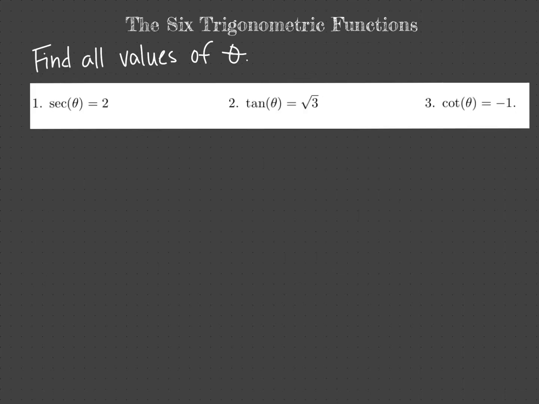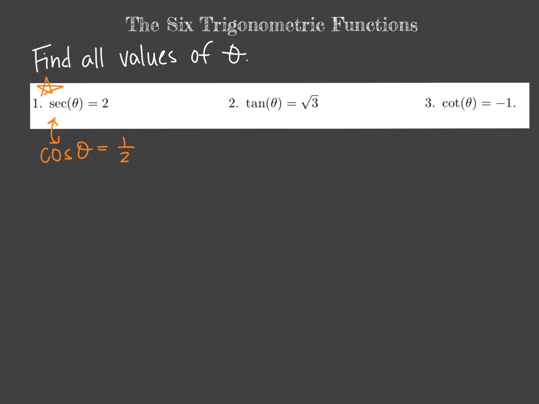For these 3 problems here, we want to find all the values of theta that give us a certain output for the particular trig function. So in number 1, we want to find all the potential angle measures for theta such that the secant of that theta is 2. Well, in this case, secant, as we have learned in this video, is the reciprocal of cosine. So what this really means is we want to know where the cosine of theta is equal to the reciprocal of 2, which is 1/2. So these two things are equivalent.